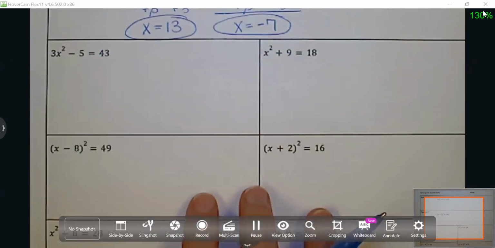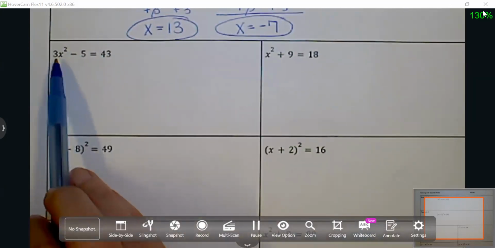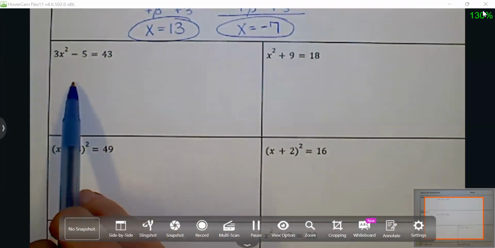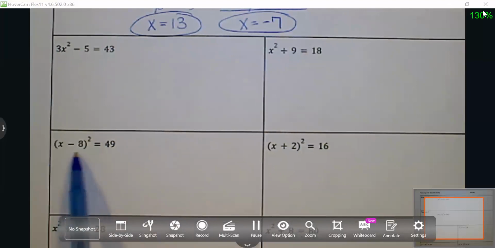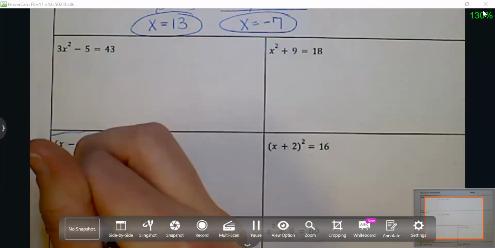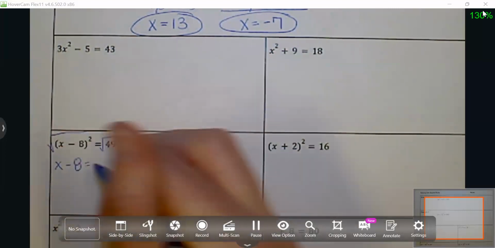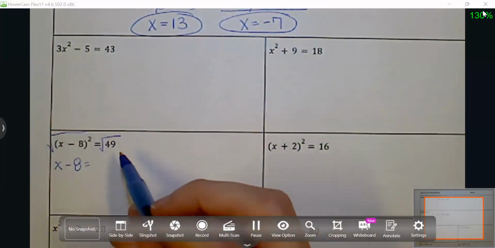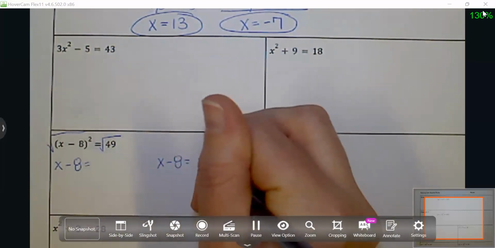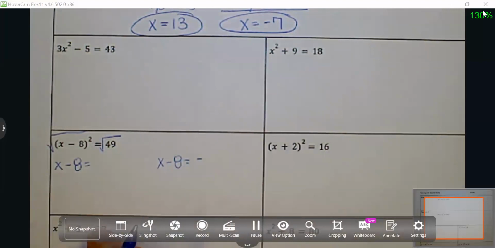The next few examples, if the x is not in parentheses, you're going to just isolate that x squared and get your 2 solutions. However, if x is inside the parentheses, you will need to set up 2 separate equations. X minus 8 equals the square root of 49, figure out what the square root of 49 is, as well as x minus 8 equals the negative of that same exact number.